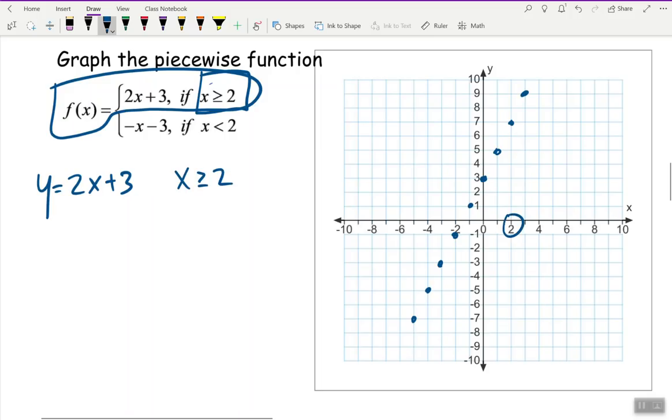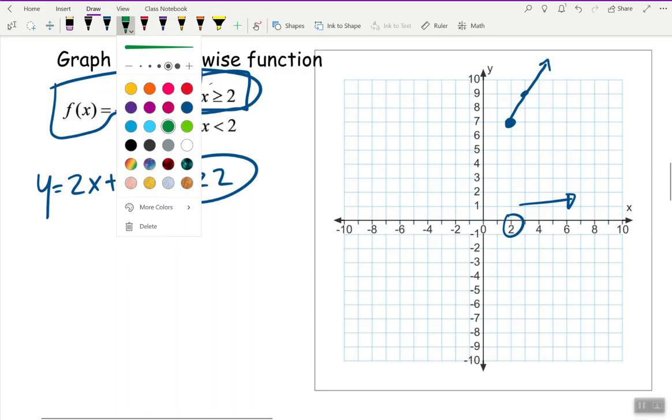So where's x equals 2? Well, that's 2 here. And greater than or equal to would be to the right of that, right? And including 2. So where x is 2, right there, 2, 7, we're going to put a closed circle because of this equal symbol. And we'll continue this out, and we'll erase the rest of these points that aren't greater than or equal to 2. Let's take a look at our next one.